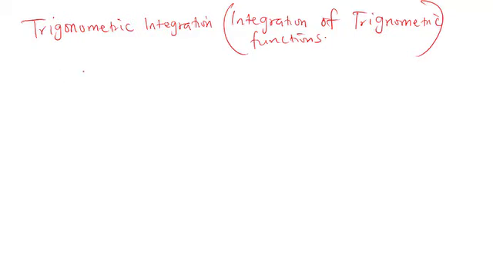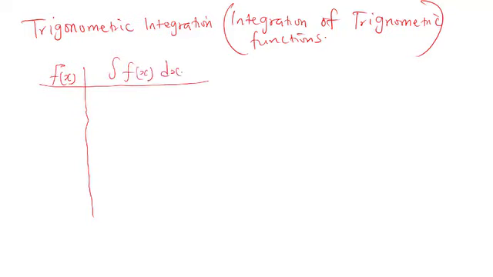Now when you talk about trigonometric functions, let's call this our f(x). That's going to be integrated, and this is our integral of f(x) dx. If you integrate sin x, you have minus cos x plus c. This is called a trigonometric constant. And if you integrate cos x, you now have sin x plus c.